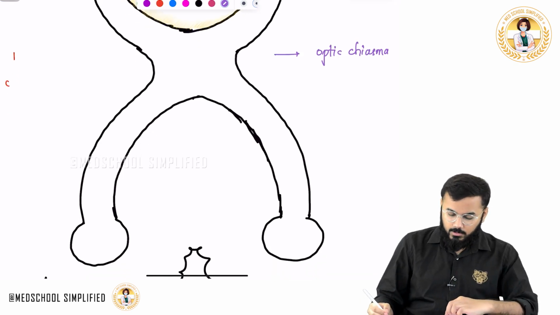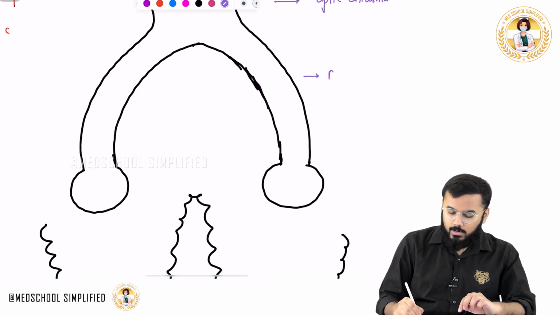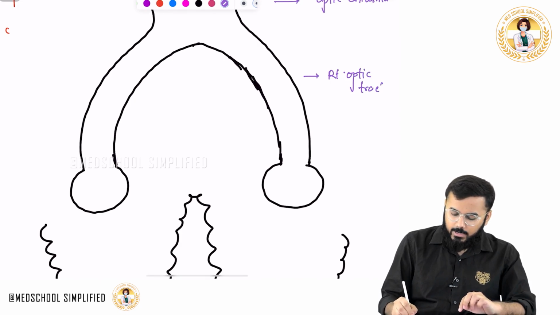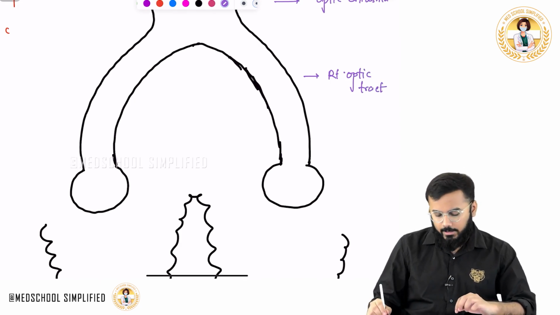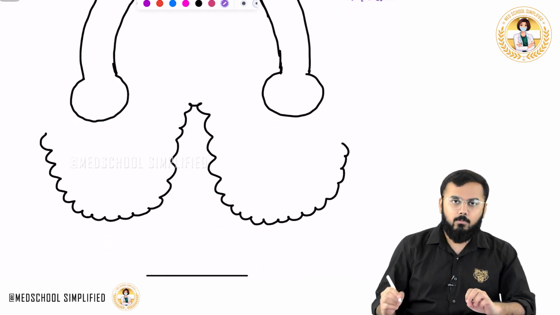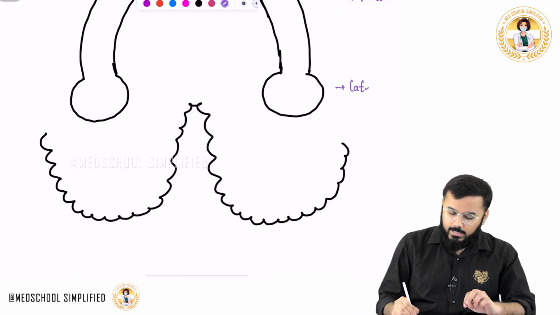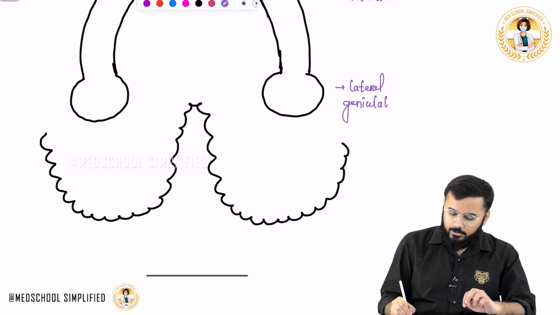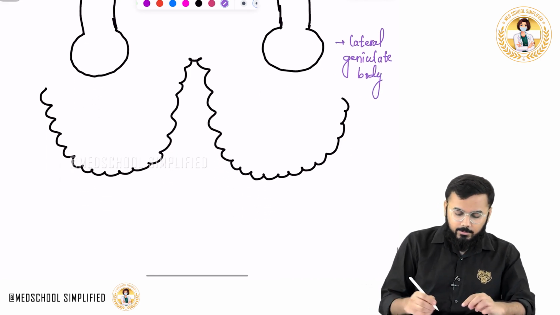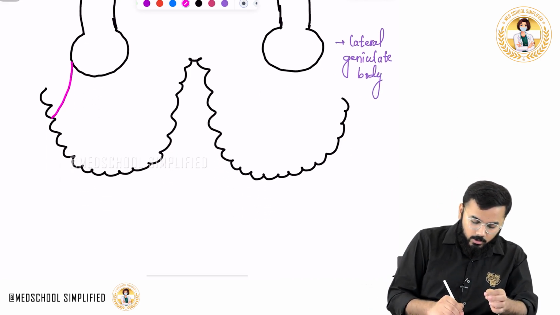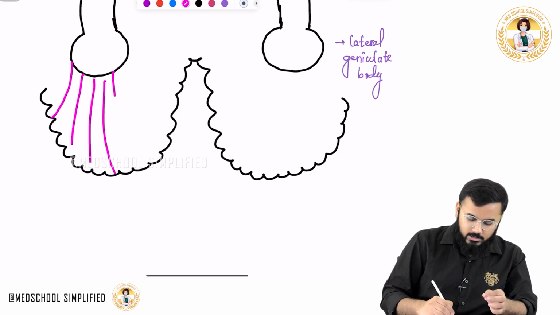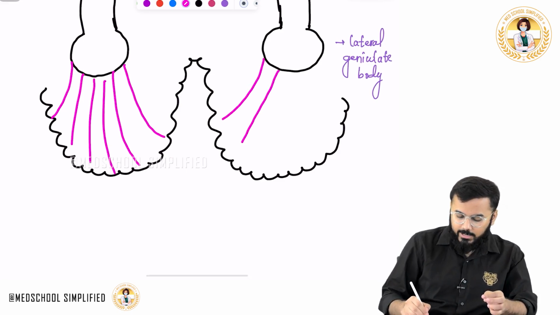Next, this part over here is called your right optic tract, and this one over here is your left optic tract. And down here you have got some bodies. These bodies are called lateral geniculate bodies. And remember one thing, from these geniculate bodies you have got such radiations. These radiations are called optic radiations.